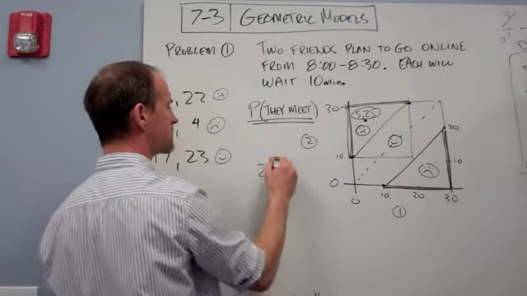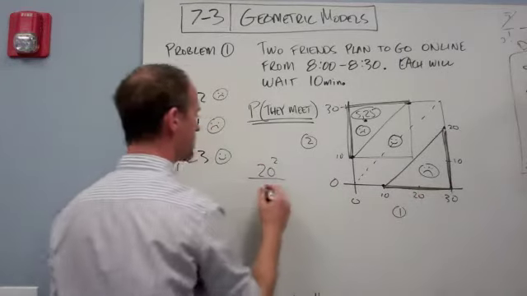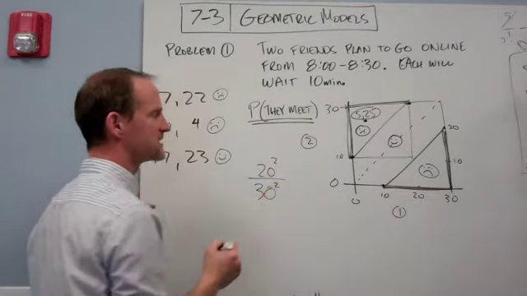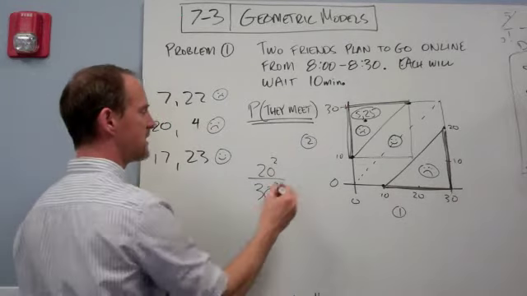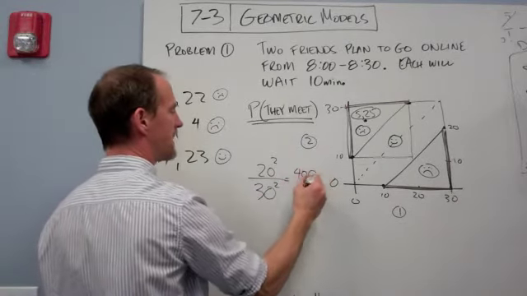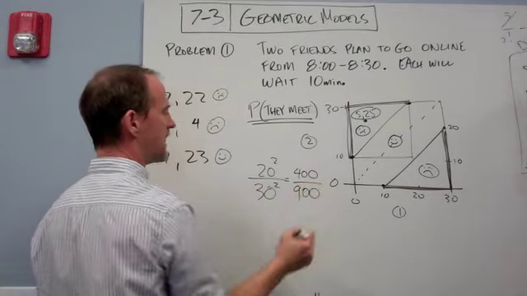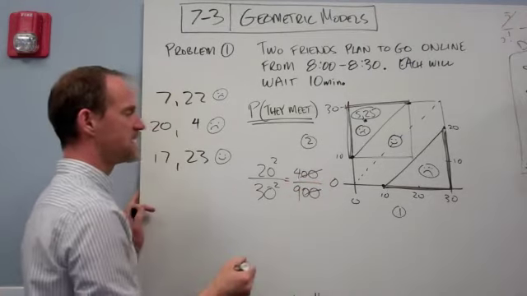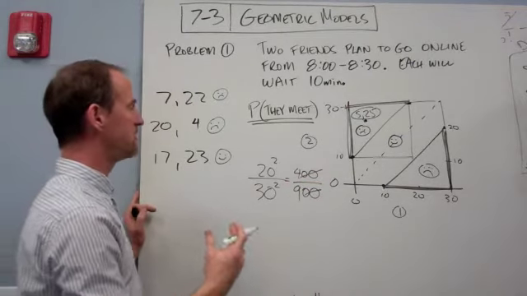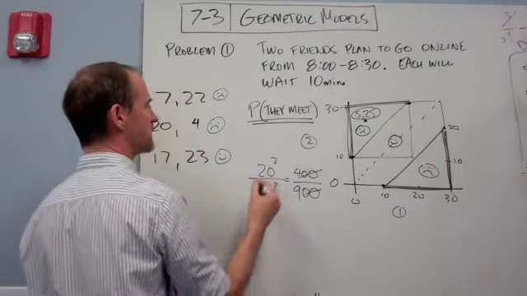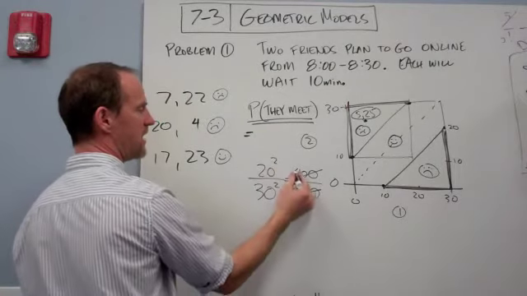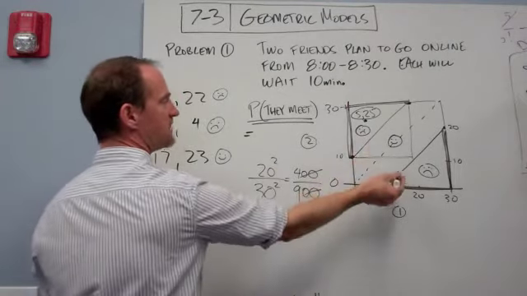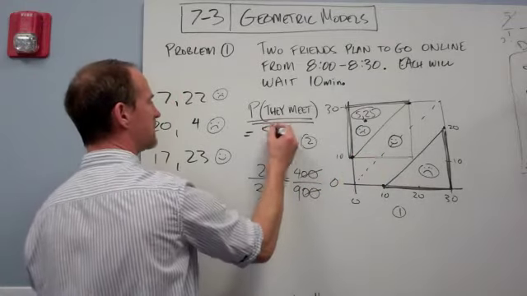So 20 squared over 30 squared is the probability that they do not meet, which is 400 out of 900, or 4/9. So the probability that they do meet will be 5/9. Okay, so I'll just sneak it in up there. That's the opposite of them not meeting, that they do meet: 5/9.